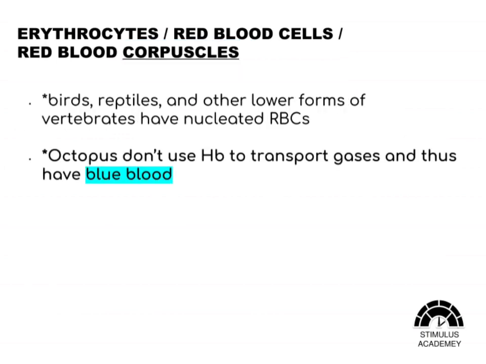Now, a fact: birds, reptiles and other lower forms of vertebrates have nucleated RBCs, while most mammals have denucleated RBCs. Octopuses don't use hemoglobin to transport gases, and thus have blue blood. In the whole world, blood is colored red, but octopuses have blue blood.